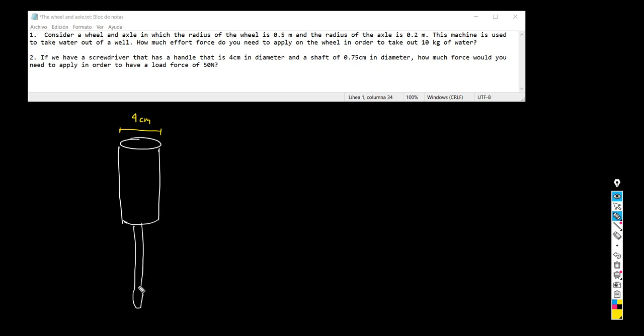This little, let's call it stick, maybe. This is the shaft. So the diameter of this thing is 0.75 centimeters from here to here. How much force would you need to apply in order to have a load force of 50 newtons? Okay, so how does the screwdriver work, guys? Basically, what you do is you apply a force on the handle, right? With your hands, you're gonna grab this thing and apply a force in a circular way, right?